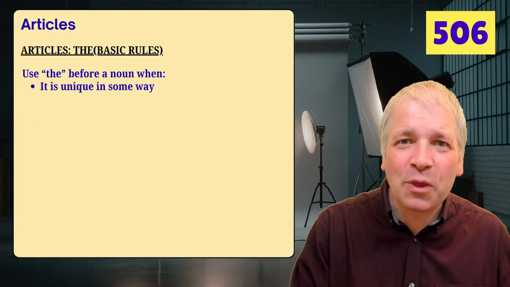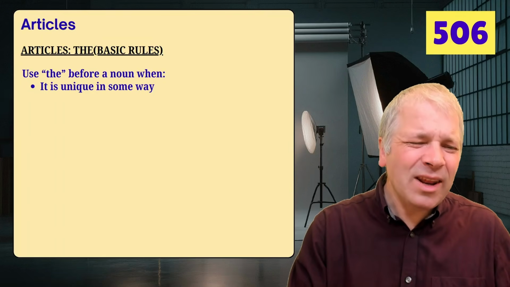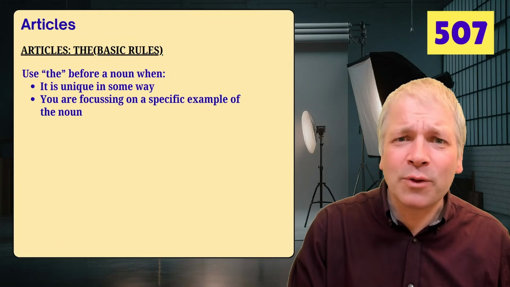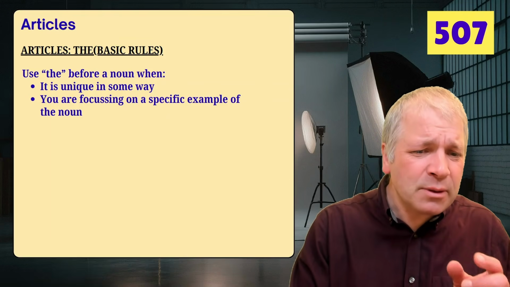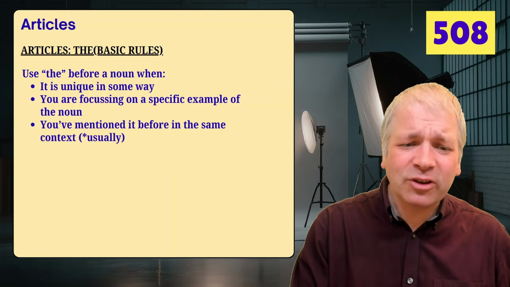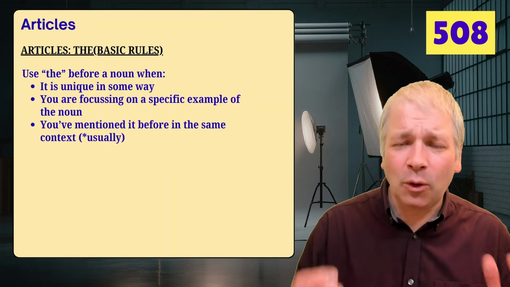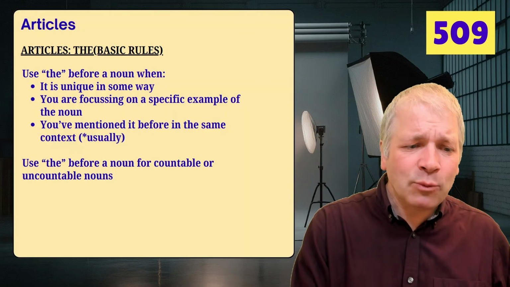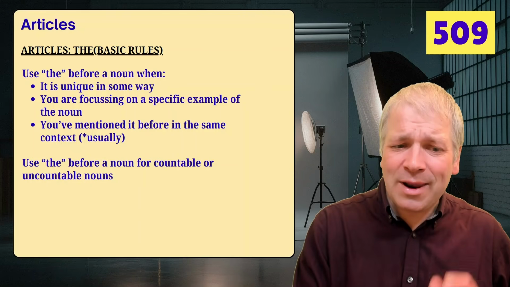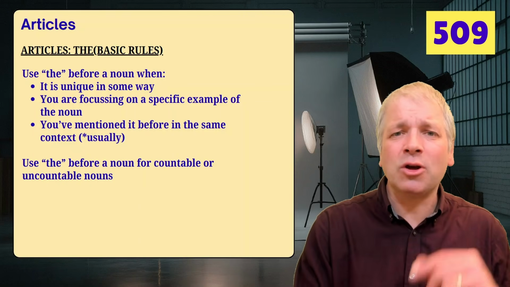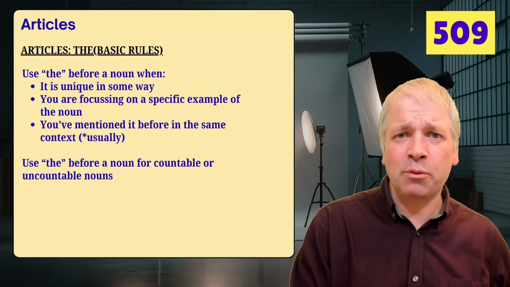Now for the rules with the. We use the when a noun is unique in some way, like the moon. There's only one of them. You're focusing on a specific example of the noun. You've mentioned it before in the same context. Usually this is true. We'll see an exception in a moment. And we could use the before a noun for countable or uncountable nouns. It doesn't matter whether you can count them or not. You can still use the if those rules apply.